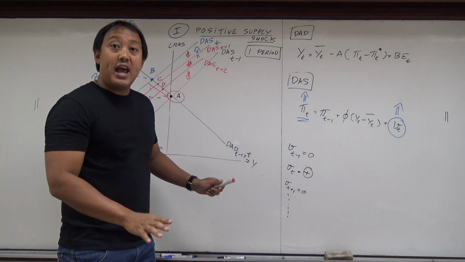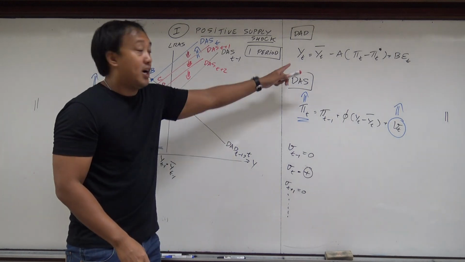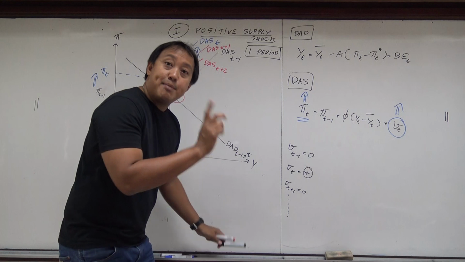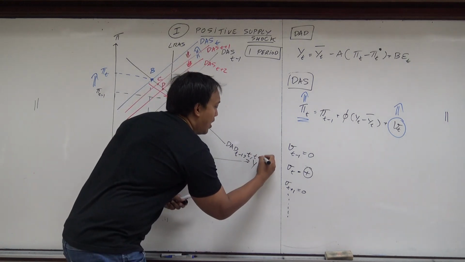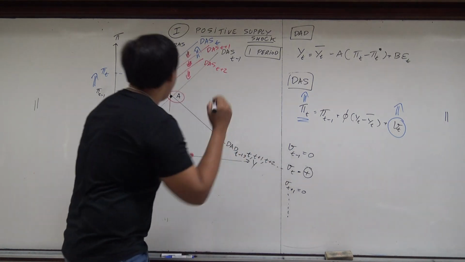DAD stays the same. No move, because nothing affects DAD. So I can put a comma, t plus 1, t plus 2, forever.